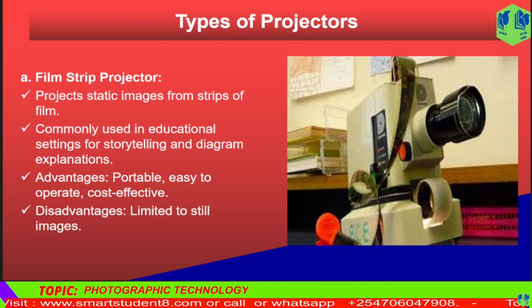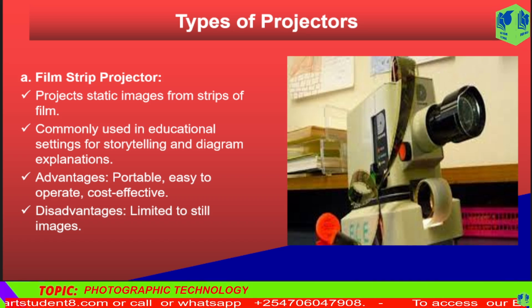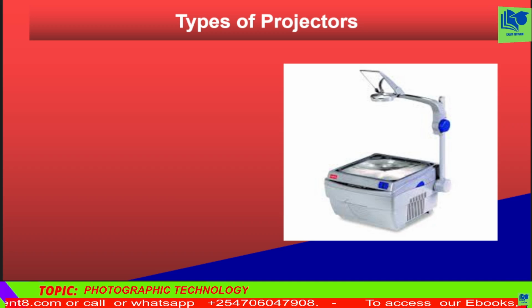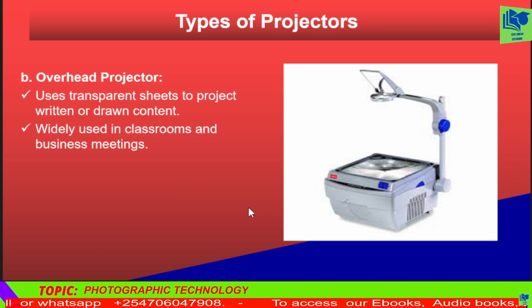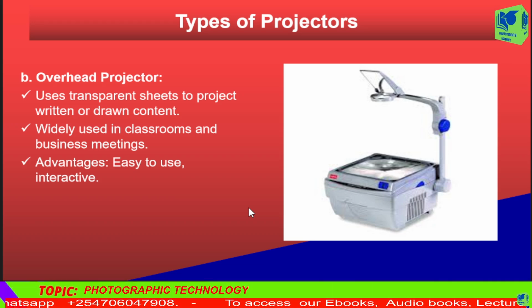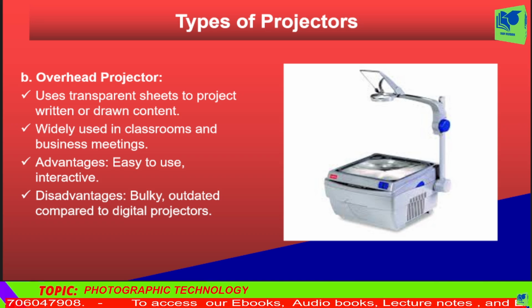B. Overhead projector, OHP. Uses transparent sheets to project written or drawn content. Widely used in classrooms and business meetings. Advantages. They are easy to use, interactive. However, they are bulky, outdated compared to digital projectors.